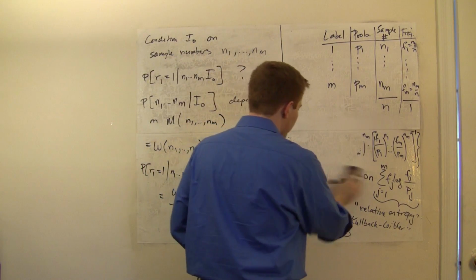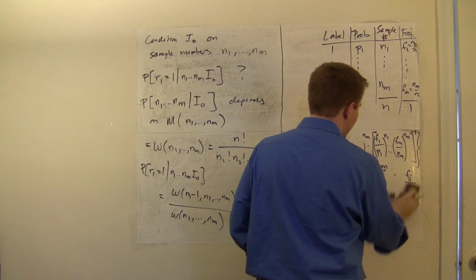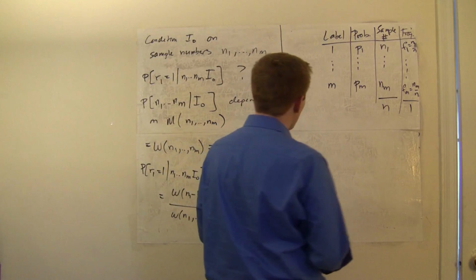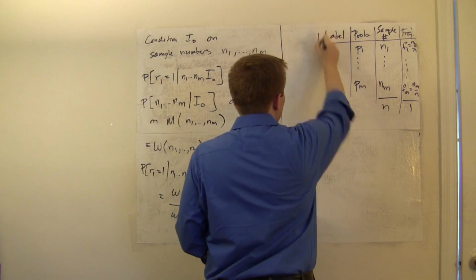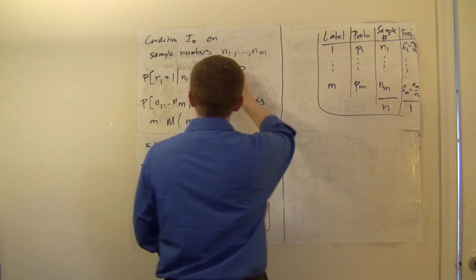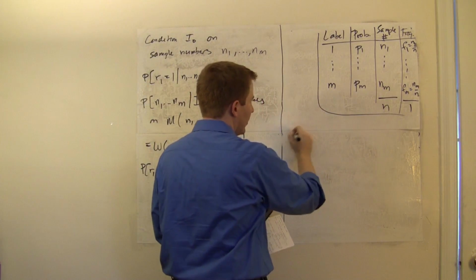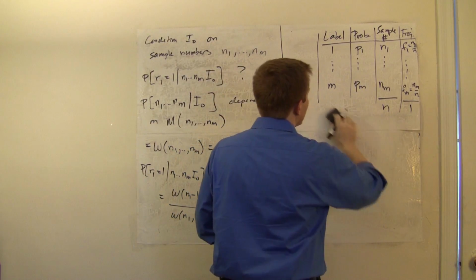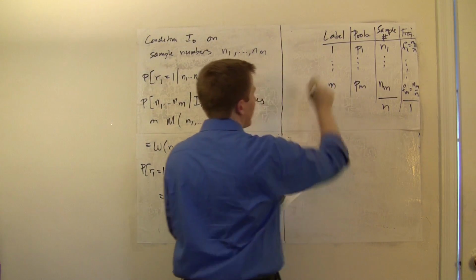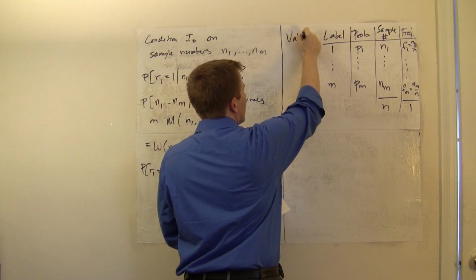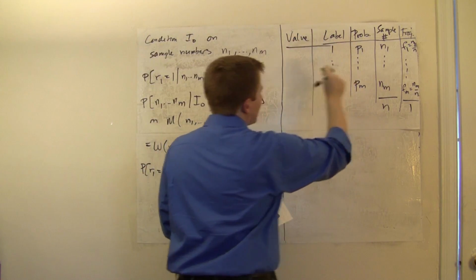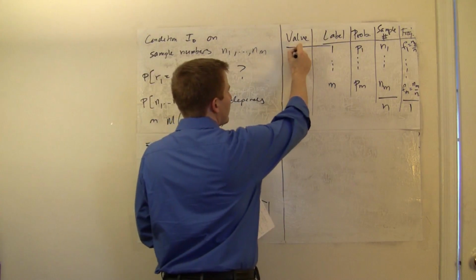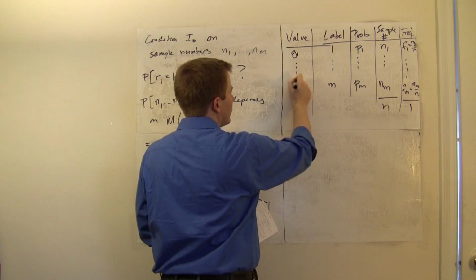Okay, but let's now think about other kinds of information, and this is where things are going to get a little bit more interesting. So, let me leave this up here. Let's imagine, instead of conditioning on the sample numbers, let's associate a value to each possible state that comes out. Okay, so these are labels. Let's say maybe in addition to labeling the states, we associate some value to them. Okay, and the value we'll call G1 through Gm.